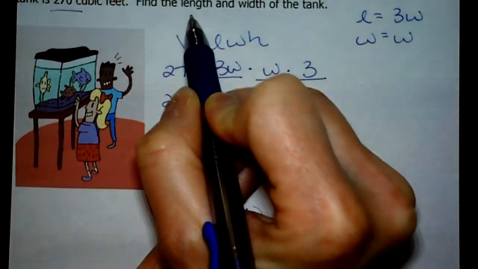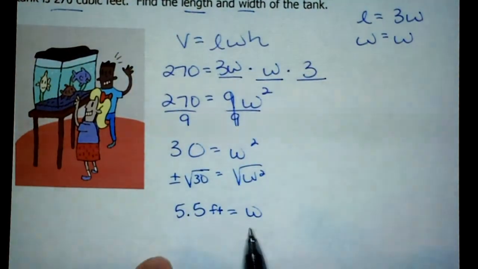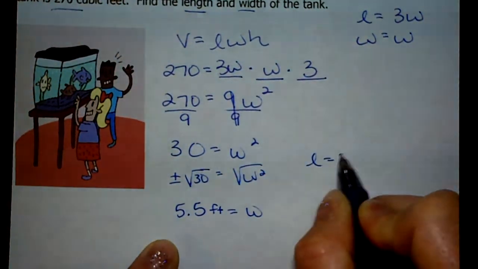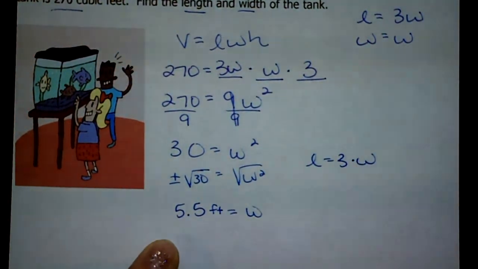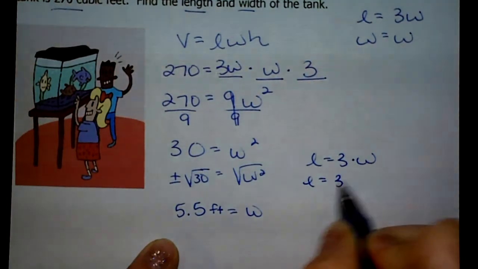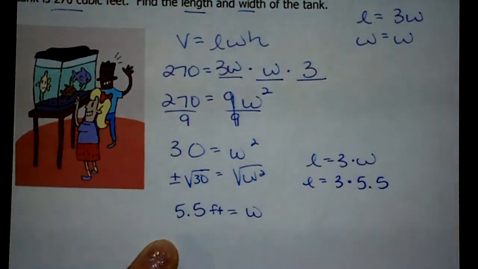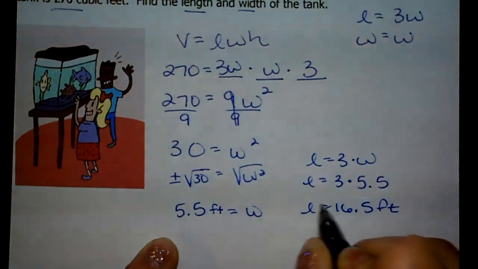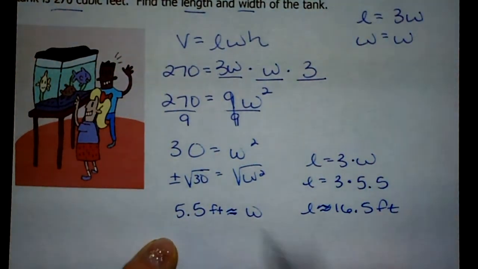The question asks you to find the length and the width. So I know the width is 5.5. To find the length, didn't we say the length was equal to 3 times the width? Yep. So all I'm going to do is take 3 times 5.5. And when you multiply it, yes, you get 16.5 feet. And it's about, I should use a squiggly because we round it.